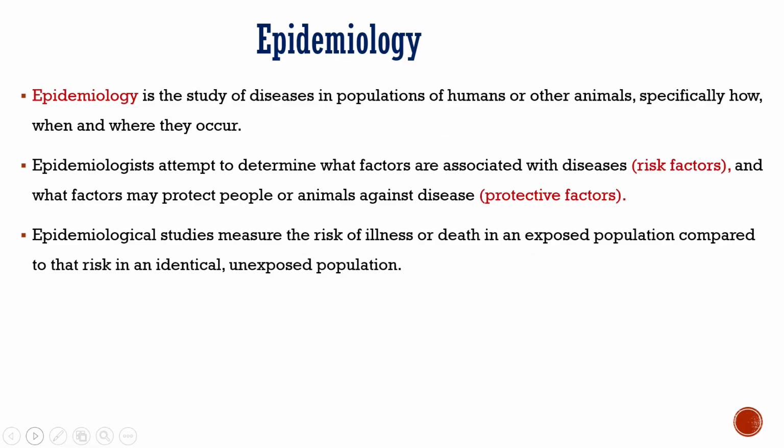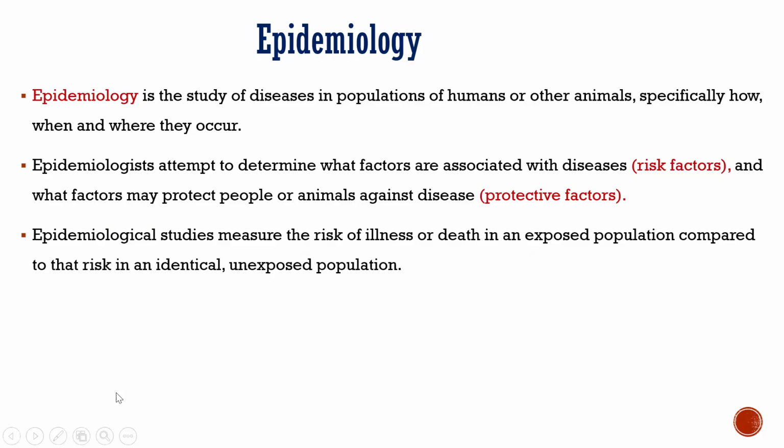Okay, so let's look at what is epidemiology. Epidemiology is the study of diseases in populations of humans or other animals, specifically how, when, and where they occur. So, what epidemiology does is that they determine what factors are associated with diseases, which are called the risk factors, and what factors may protect people or animals against disease, which are called the protective factors. So, epidemiological studies measure the risk of illness or death in an exposed population compared to the risk in an identical or unexposed population.